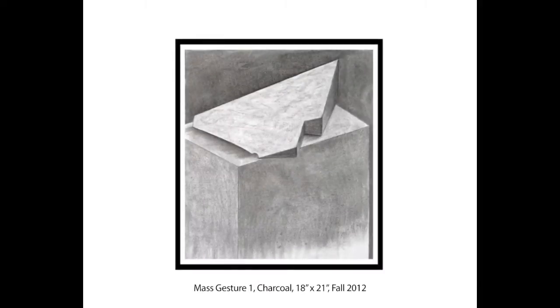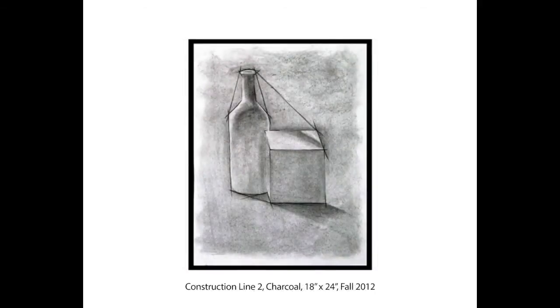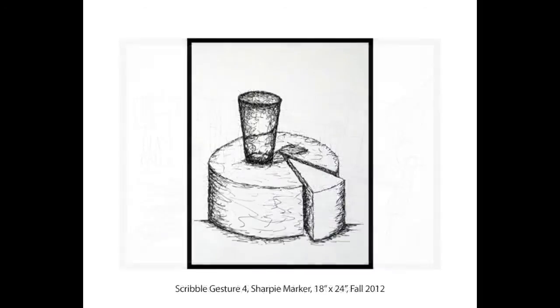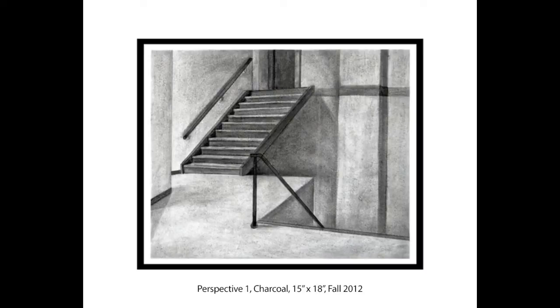Drawing 1 was mostly learning the basics of drawing and studying observational-based drawings and still lifes, learning the techniques of mass gesture and construction line using charcoal, also learning techniques in contour, particularly blind contour, and learning how to break down space in an abstract way. Other gesture techniques included scribble gesture and using still lifes primarily, but also using spaces as subject matter in perspective drawings.